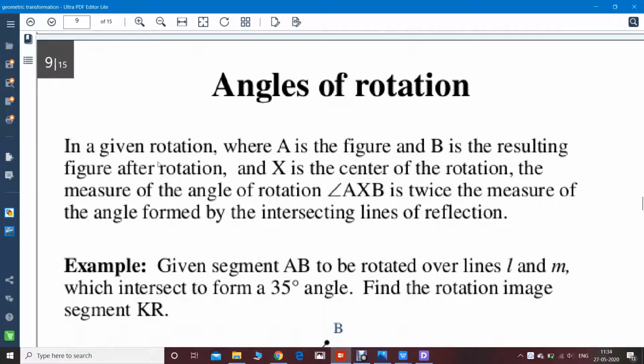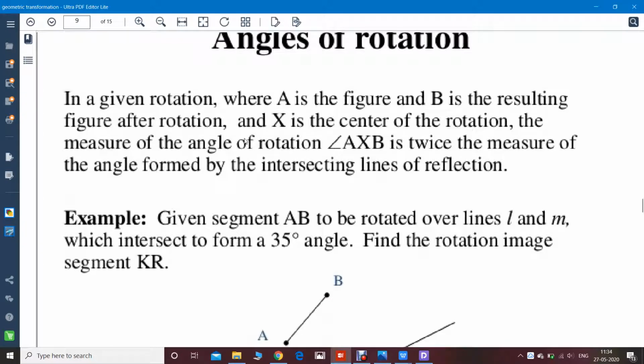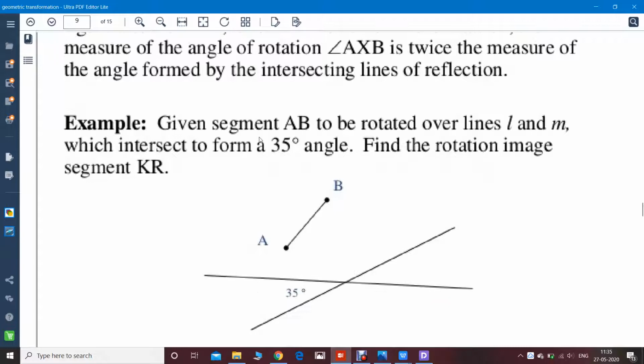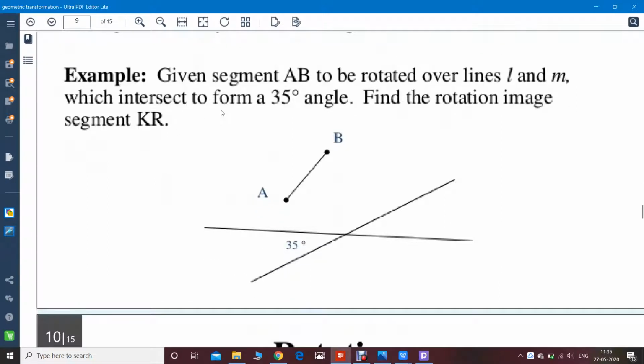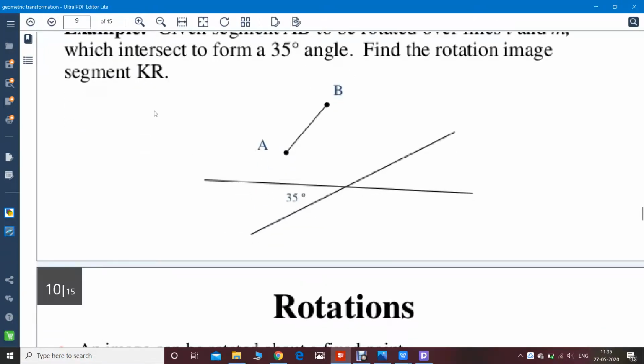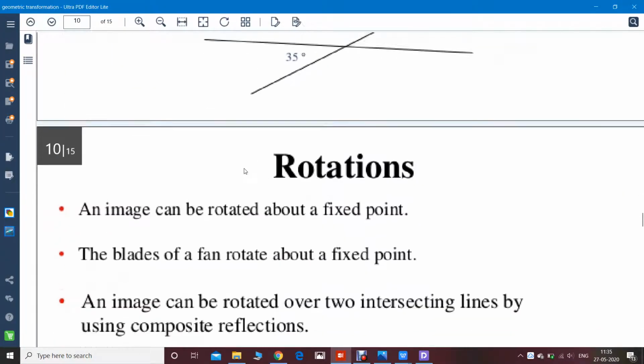Angle of rotation. In a given rotation where A is a figure and B is the resulting figure after rotation, and X is the center of the rotation, the measure of the angle of rotation AXB is twice the measure of the angle formed by the intersecting lines of reflection. Given segment AB, rotate over lines L and M, which intersect to form a 35-degree angle, and find the rotation image segment KR, as we can see in the image.